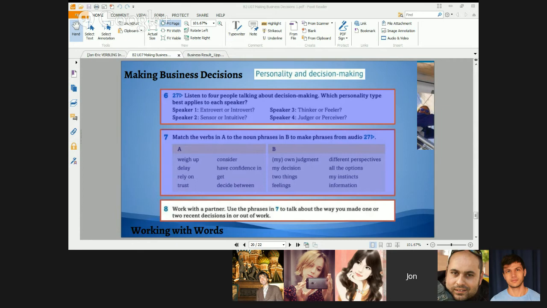Anyone else want to talk about a recent decision? Anyone else? No one else? Is everyone asleep? Yuki, Shadow, Daniel? No?